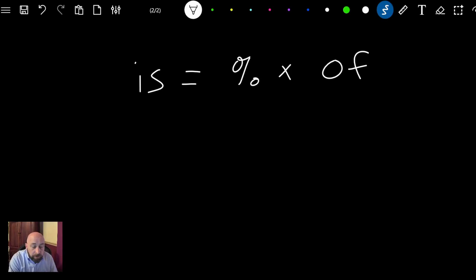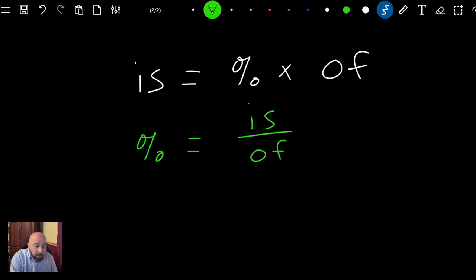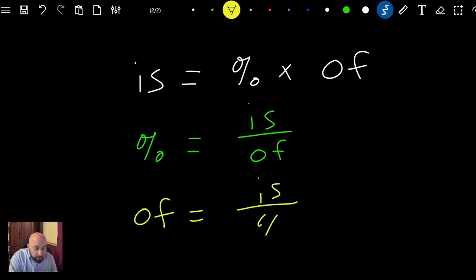All right, so if we're looking for is, what do we do? Is equals percent times of. Okay. If we are looking for the percent, then we do is over of. If we are looking for the of, we do is over percent. Okay? So there are your 3 formulas. Memorize those 3 formulas. You need those.